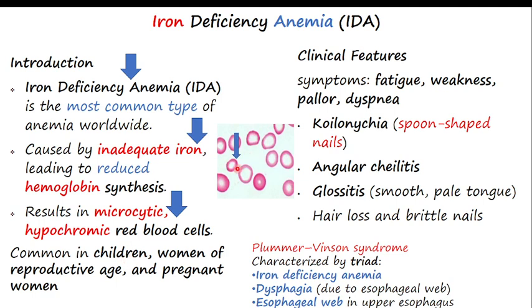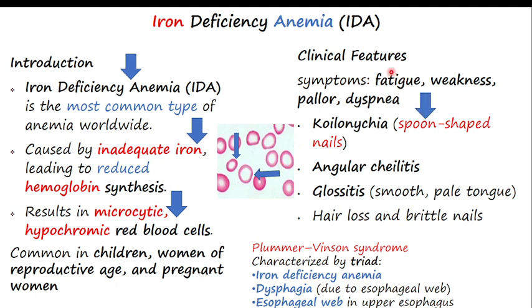This red blood cell, you see, is very small. This is microcytic, and in this red blood cell, you see the central pallor, meaning the redness, is very small. That means the amount of hemoglobin is not normal. It is a very little amount. It is most common in women, children, and pregnant women, as I said.